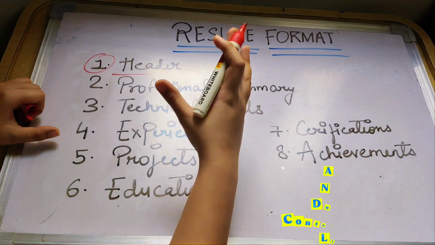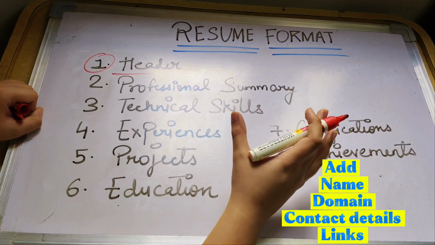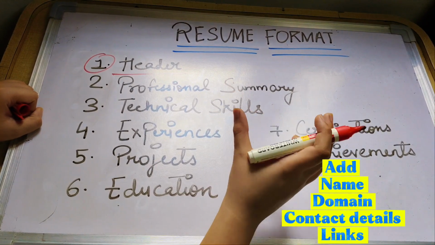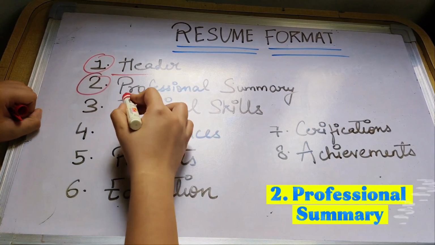Number one is header. In the header, you have to add your name, your domain, your links, and also your contact details.